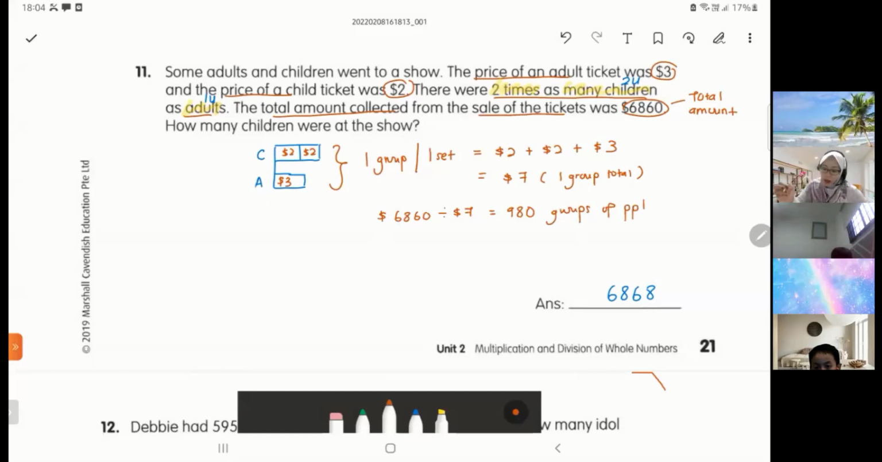Okay, then I want to know how many children. If you look at children, just now we established that children is 2 units, right? There are 2 parts. So we find children by taking 980 groups of 2 children. That equals, in times, 1960. Okay, that is the answer. The answer is 1960. All right, take note of that.